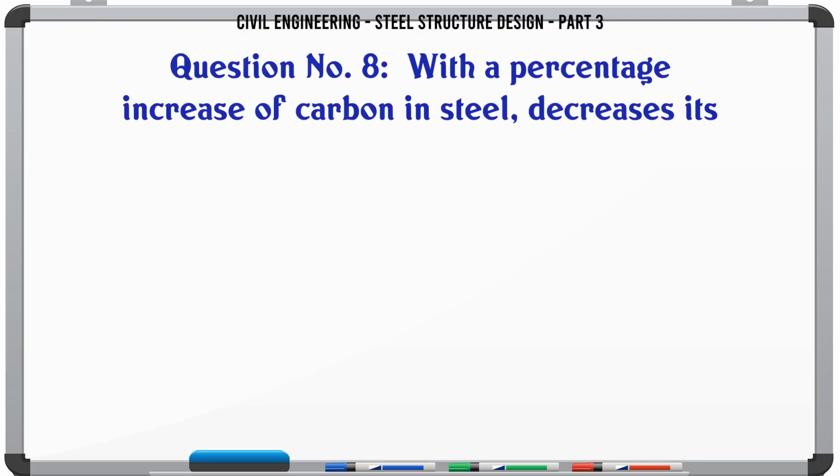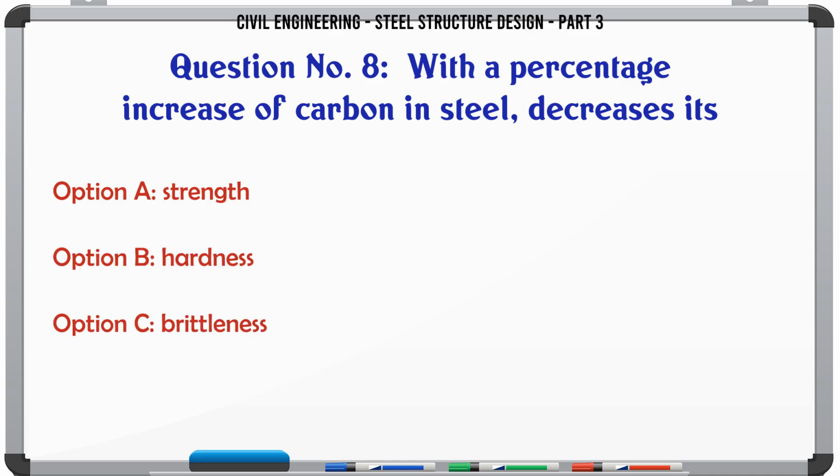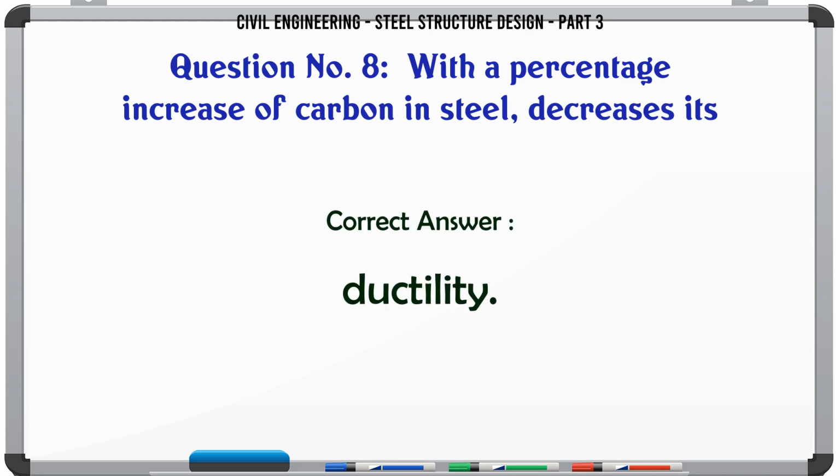With a percentage increase of carbon in steel, it decreases its: A, strength; B, hardness; C, brittleness; D, ductility. The correct answer is ductility.